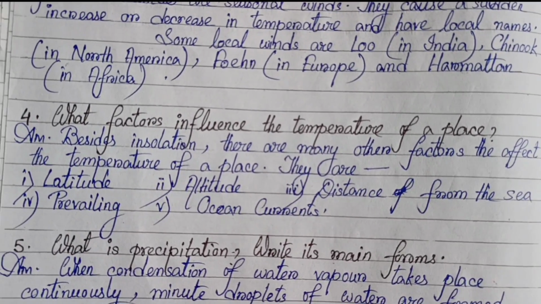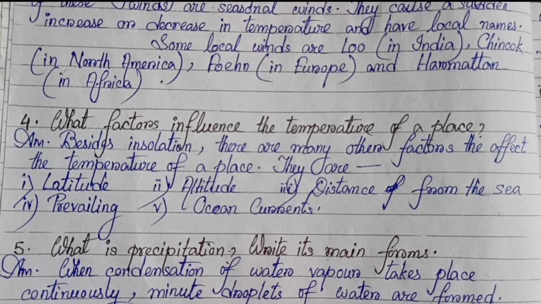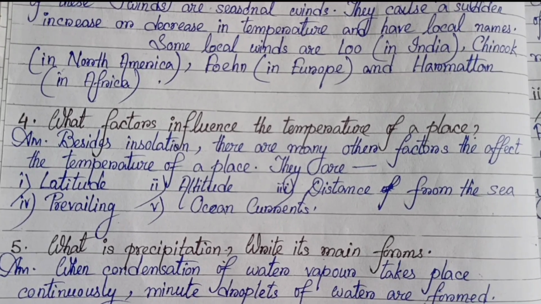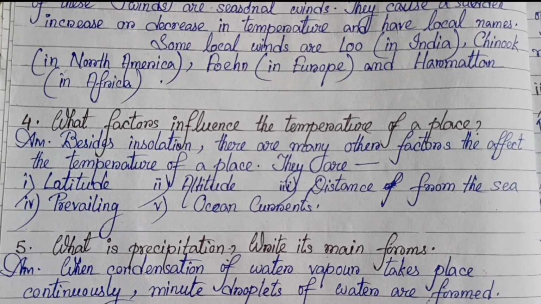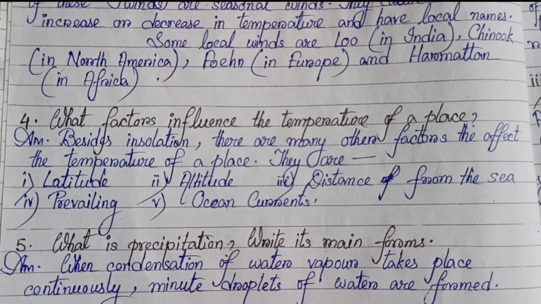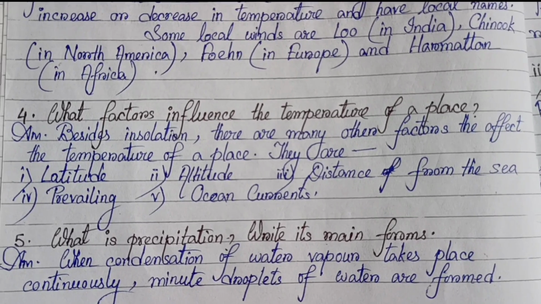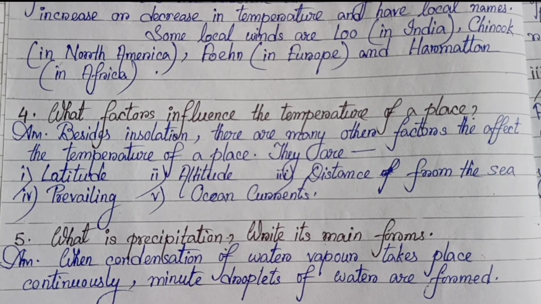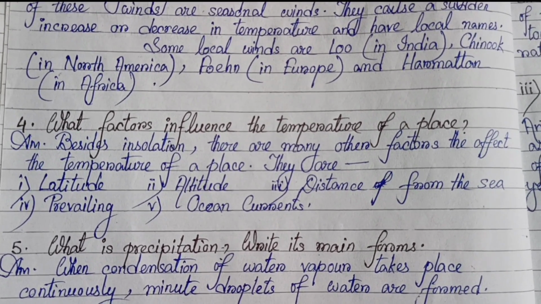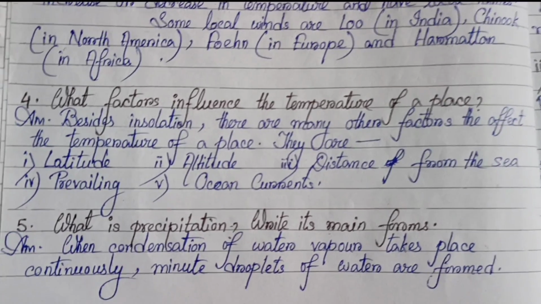Number 4, what factors influence the temperature of a place? Besides insolation, there are many other factors that affect the temperature of a place. They are latitude, altitude, distance from the sea, prevailing ocean currents.